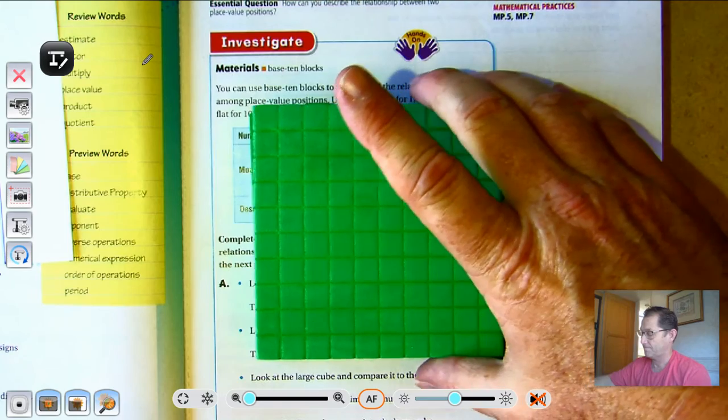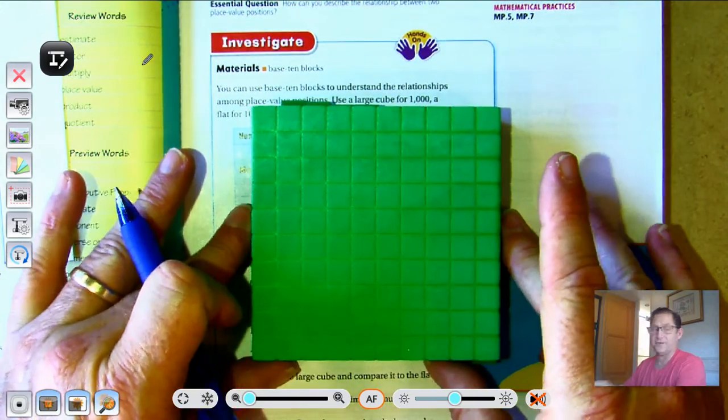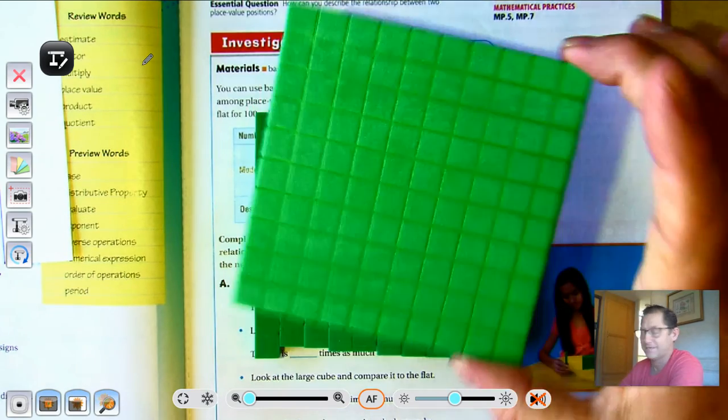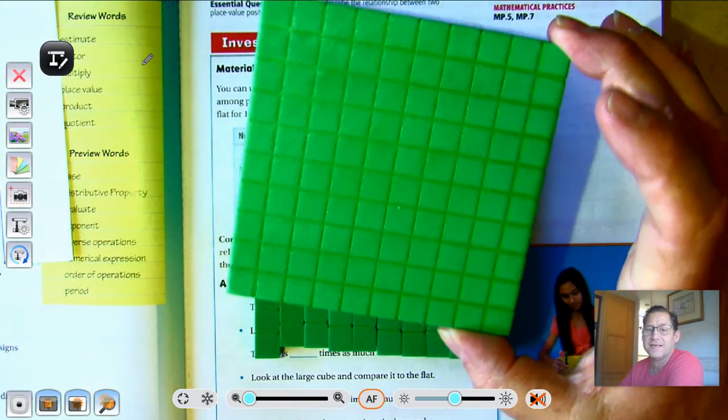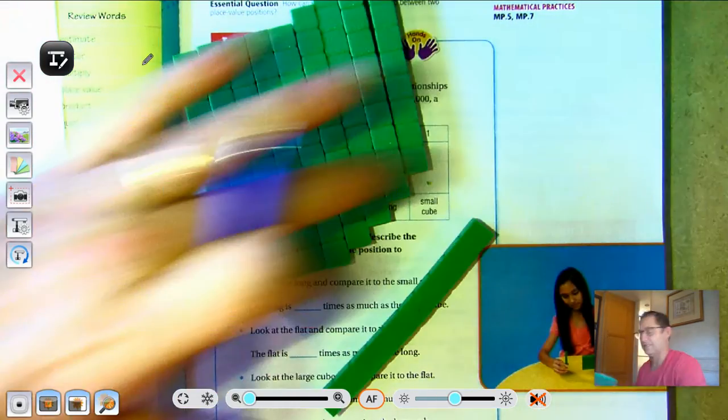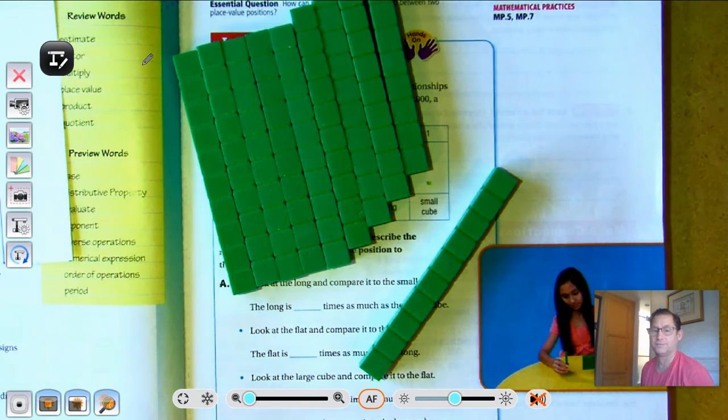So one flat is 10 times as much as one long. Tongue's not working today, so let me try that again. One flat, okay, this is a flat, is 10 times as much as one long.